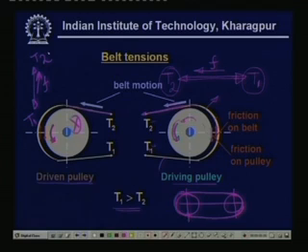So, we find that whether it is a power drive or a drive where the belt at the very beginning is in the state of impending motion, and then it creates a motion of the pulley, in both the cases the belt tension directions will be something as discussed over here, and this is the way one can first find out which one should be the tight side and which one should be the slack side.